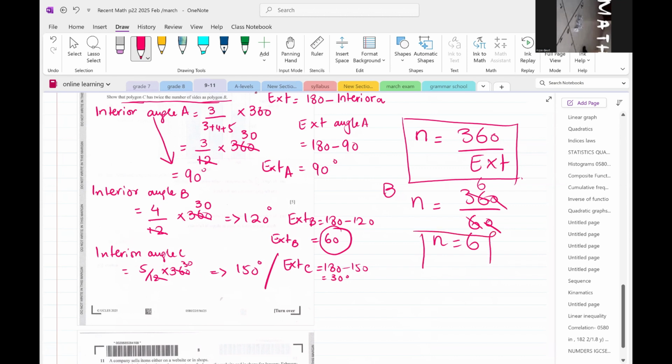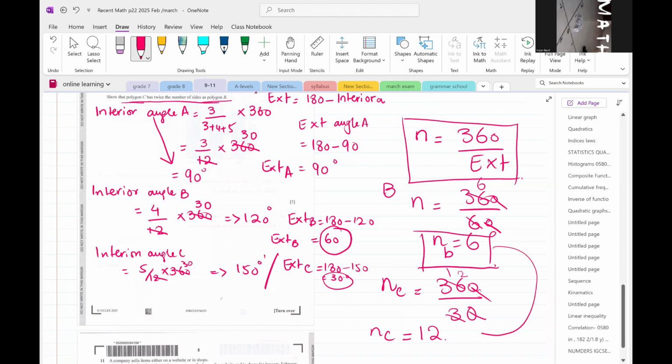Number of sides for polygon B is 6. Now let's find the number of sides of polygon C. It's 360 over exterior angle C, which is 30. So 360 over 30 will give you the number of sides of polygon C, which is 12. We had to prove that the number of sides of polygon C is twice as much as polygon B. So we have proved it. Let's move forward.